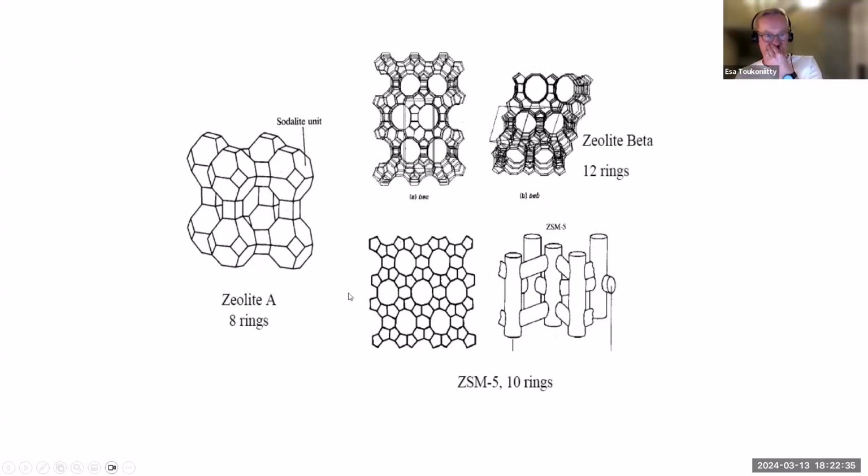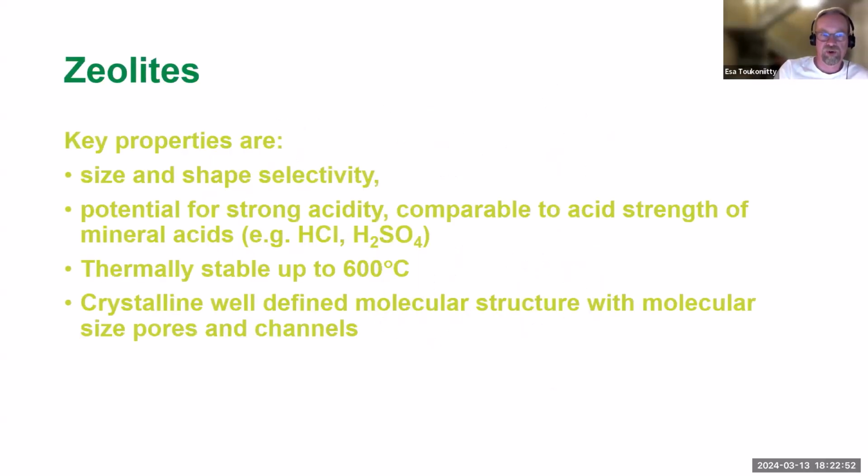This picture shows how these are constructed. So there are these channels and pores that are the key to how the zeolites work, or the molecular sieves. So we talk about size and shape selectivity. In the next slide, it's defined how it works.